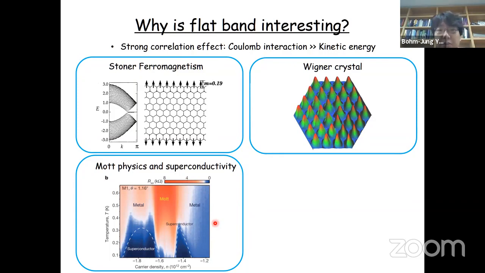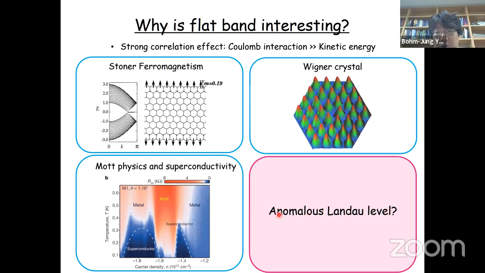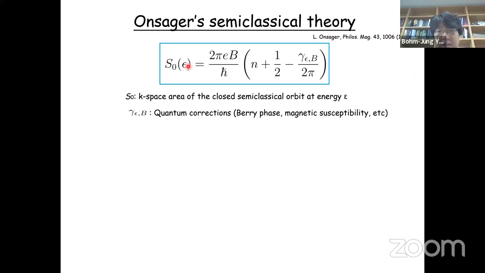But in my talk, I'm going to look at this flat band from a different angle. I'm going to tell you that in a flat band, we can observe an anomalous Landau level spectrum, which is another interesting property of flat band systems. In general, one convenient way of describing the Landau levels of a metal is to use the semi-classical theory, which is based on Onsager's semi-classical quantization rule. The relevant equation is shown here. Here S0(E) indicates the k-space area of the closed semi-classical orbit at energy E, which basically means the Fermi surface area. Also, gamma indicates the quantum correction arising from the Berry phase or magnetic susceptibility, etc.